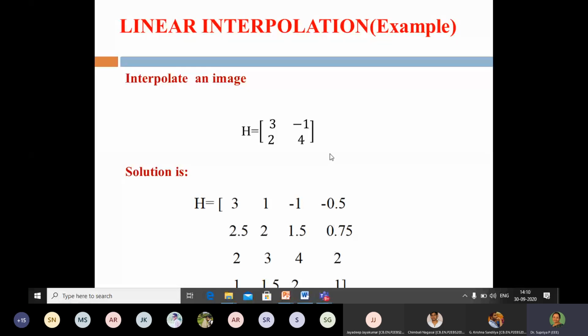Have you got the same solution? Yes, ma'am. Yes. So I think the concept is now okay. We know how to go about and find the interpolation given a simple image like 2 by 2 or 3 by 3. Larger images will be difficult because a lot of calculations will be involved.